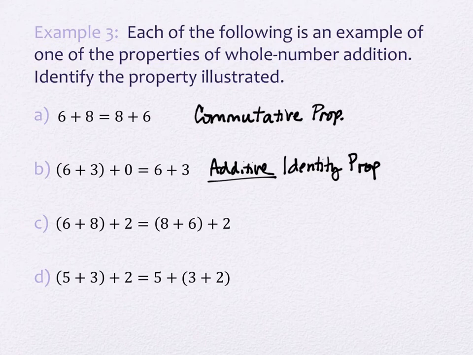How about the third one, C? Commutative. It's commutative as well. It might have tripped you up because you saw parentheses. A lot of times it will. But what's actually changing is the order of the numbers in the parentheses, not what the parentheses is surrounding, right? So this is another example of the commutative property.